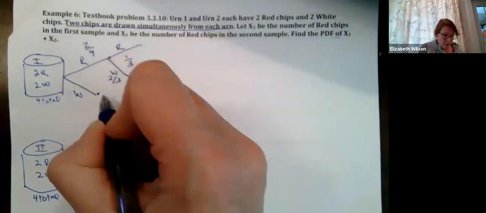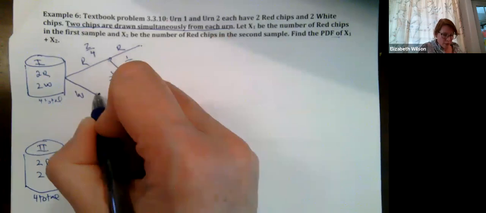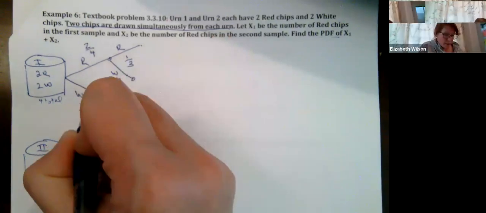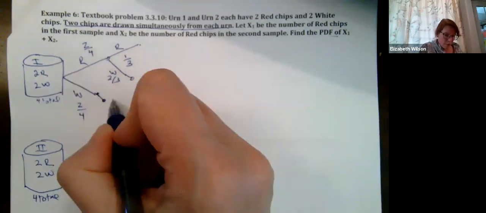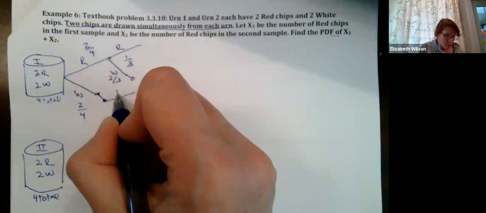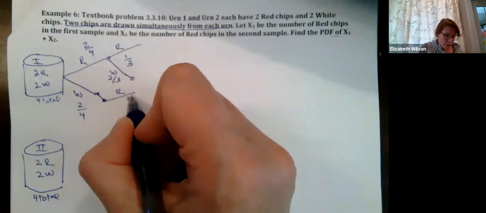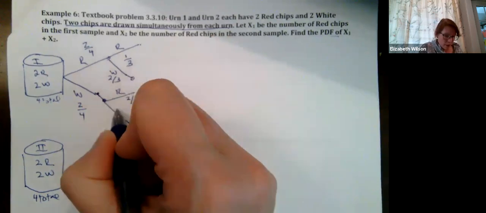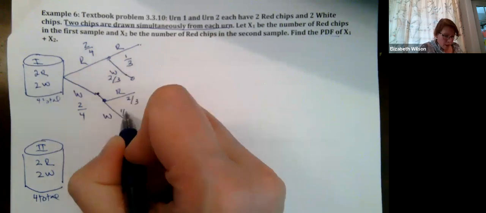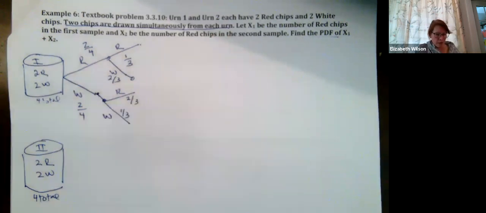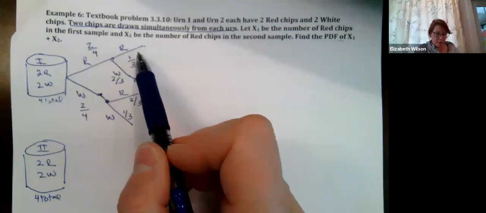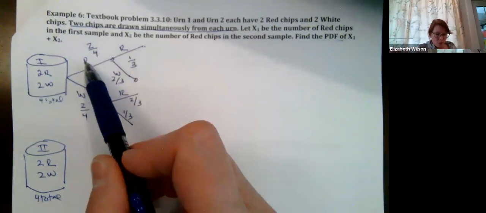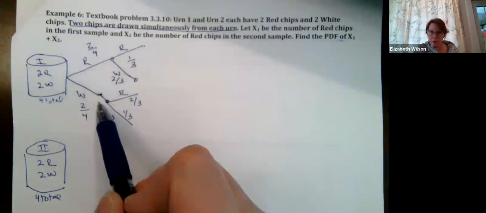Now for my white chip, say I've taken the first white chip out, the probability of getting a white chip is 2 out of 4. Or my second chip could be a red chip, which would be a 2 out of 3 probability. Or I could get a white chip, which would be a 1 out of 3 probability. So I get 1 red chip, 2 out of 4, another red chip, 1 out of 3. 1 red chip, 1 white chip, 1 white chip, 1 red chip, 1 white, 1 white.